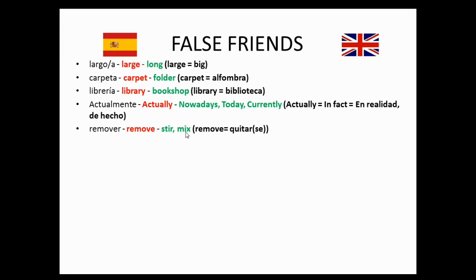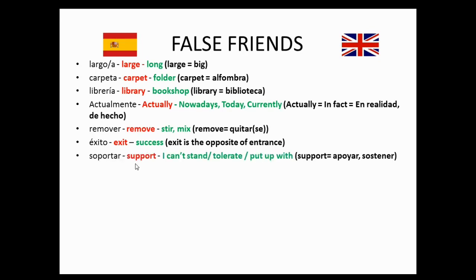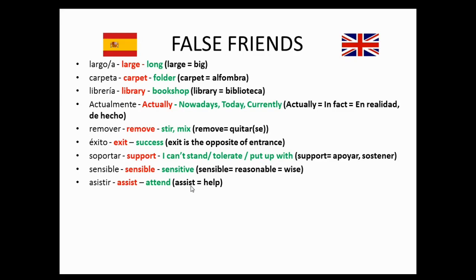Remover: stir or mix if you're cooking. And remove means quitar. Exit is the opposite of entrance, while éxito is success. Support, apoyar, sostener. While soportar, we say I can't stand, I can't tolerate, I can't put up with this behavior anymore. Sensible is sensitive. Sensible means reasonable. Sensato. Assist means help, while asistir, course, and a meeting is attend, course, attend a meeting.